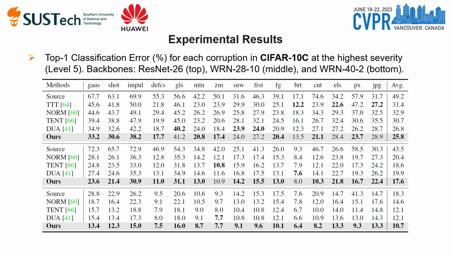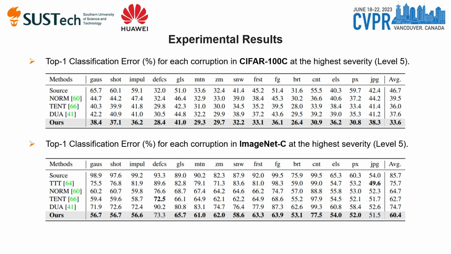First, we compare the classification error of our proposed method against recent test-time adaptation methods on the CIFAR-10C dataset. Our method performs better than other baselines with the three backbones including ResNet26, WRN28-10, and WRN40, indicating the effectiveness of the proposed test-time adaptation method. Very encouraging results are also obtained on the large-size complicated ImageNet-C dataset, as shown as follows.